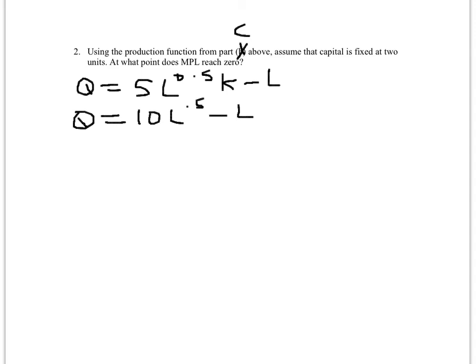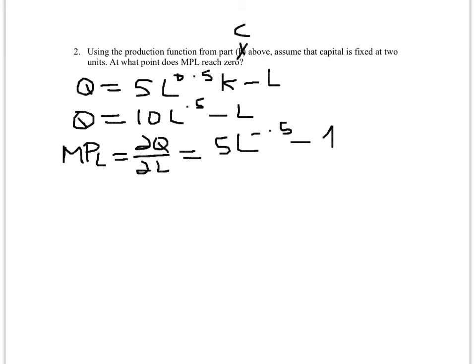Now to get the marginal product of labor here, you take the partial derivative of Q with respect to L, and that's going to be equal to 5L^-0.5 minus 1. Now you make that equal to 0 to find out the level of that, and if you do that, then L equals 25. So that's the level at which MPL equals 0.